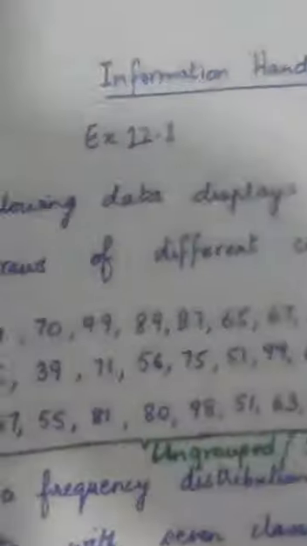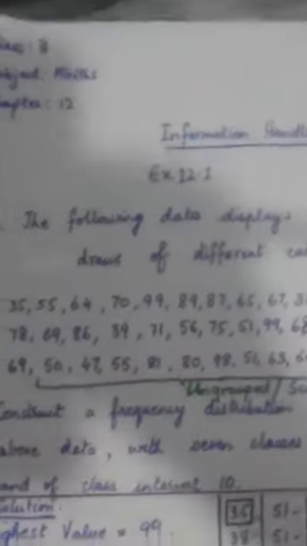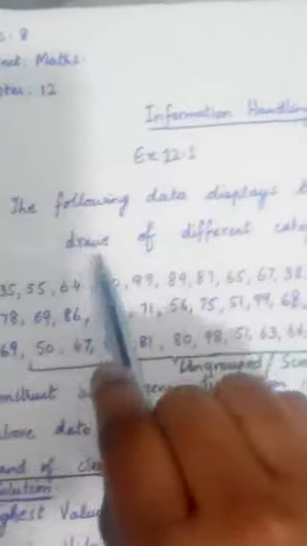In this video, I will discuss chapter number 12 and I will start exercise 12.1 from the lesson Information Handling with you. It is on page 193 in the book. Now we will come towards the statement of the first question. If you look very carefully at question number 1 in the book, the following data displays the number of draws of different categories of bonds.